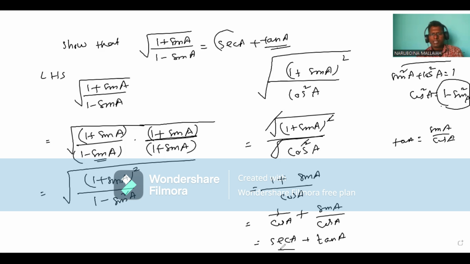So this secant A plus tan A is our required result. Secant A plus tan A is the RHS. So from LHS we got RHS, hence it is proved.